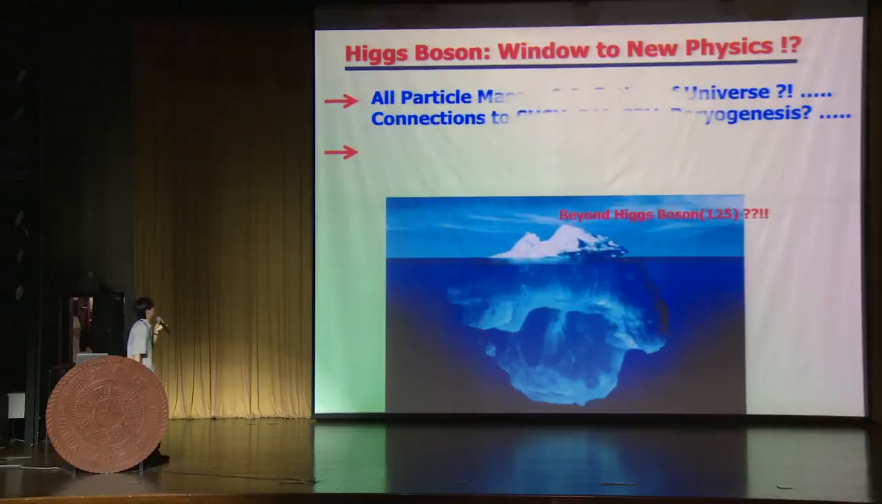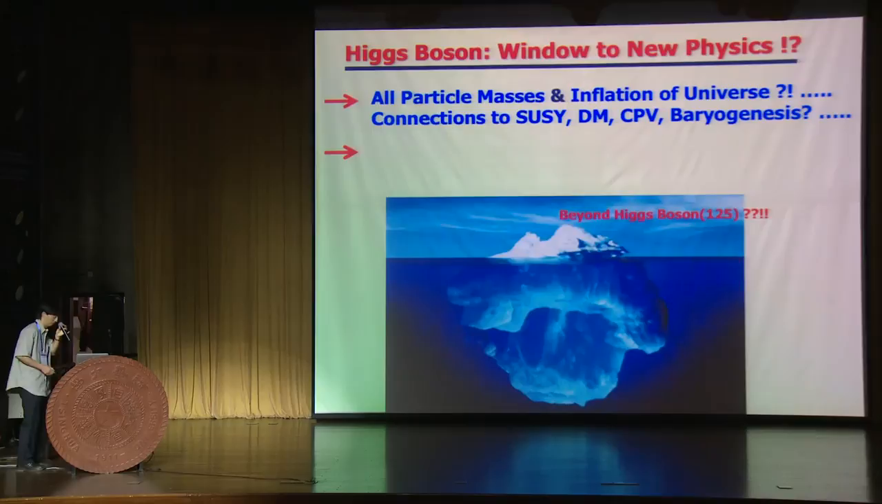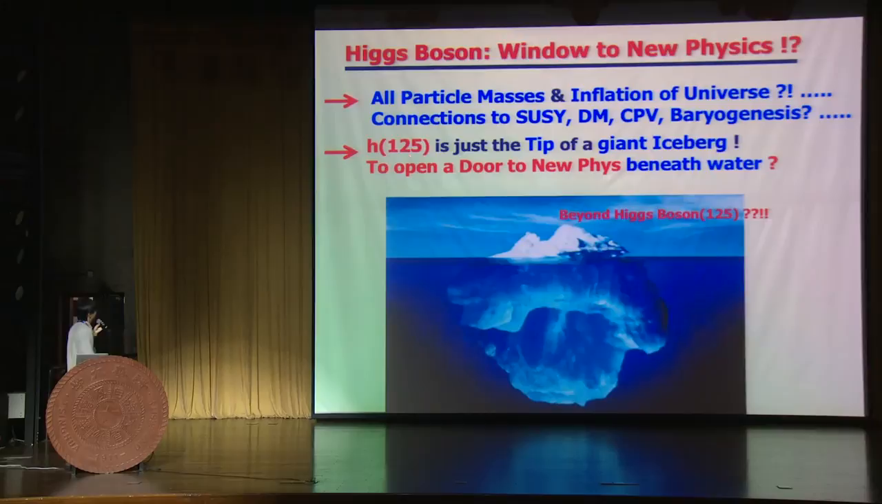So let me summarize. In my talk, I have emphasized the Higgs boson as a window to new physics. All the particle masses, and possibly also the inflation of the universe, could originate from scalar particles of the Standard Model like the Higgs boson. And it has deep connections to supersymmetry, dark matter, CP violation, and baryogenesis. So I would claim the 125 GeV Higgs boson is probably just the tip of the iceberg, and possibly opens a door to new physics.